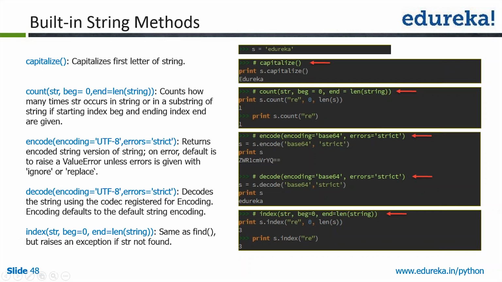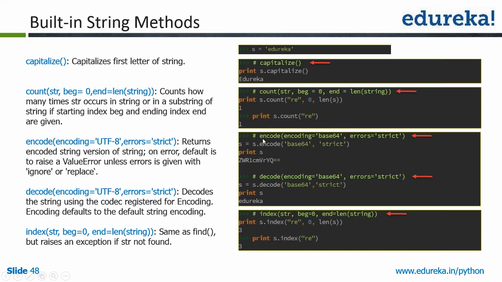So here is an example. If you say s.count, and s has Edureka stored in it, re, 0, length of s, so that tells you the number of times the re string appears. I'm sorry, I was reading through index as well.